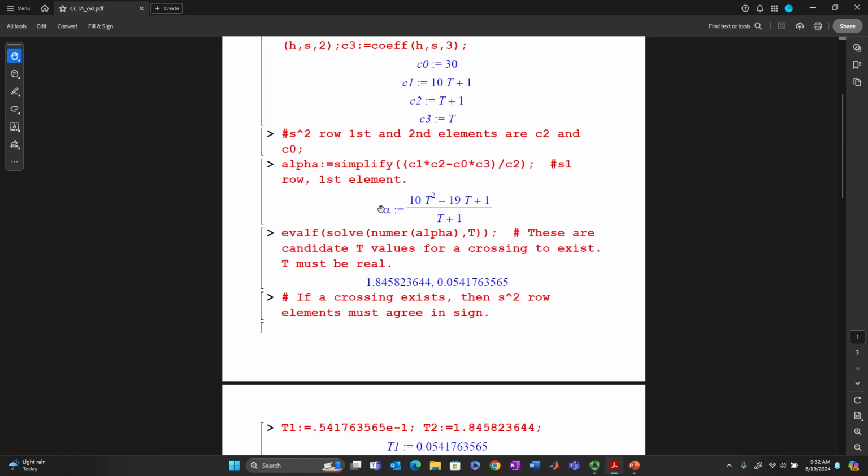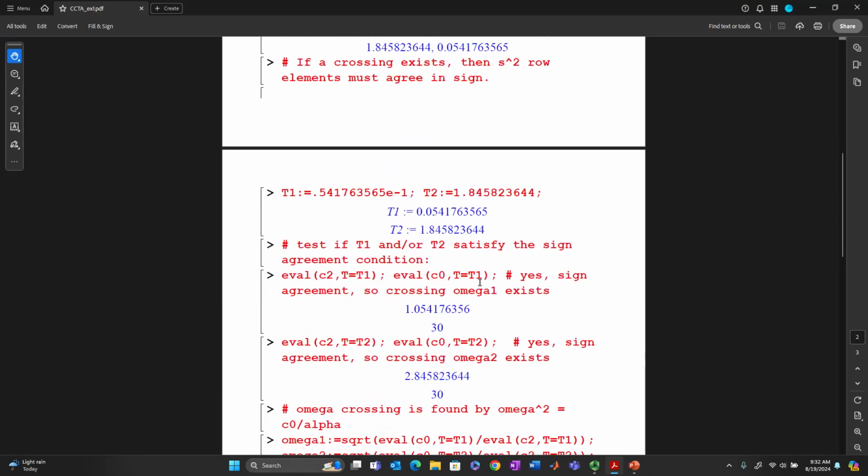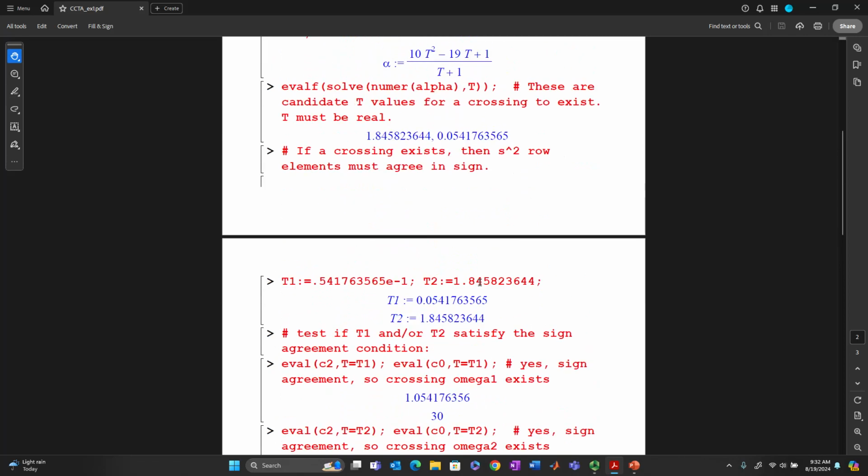This alpha is actually the R11 term. And so what I do is I equate this to 0 and solve for the roots. And I find two roots. These are candidate T1 and T2 solutions. Then I go and check the sign, then I assign T1 as 0.05 here, and then I assign T2 as 1.845.